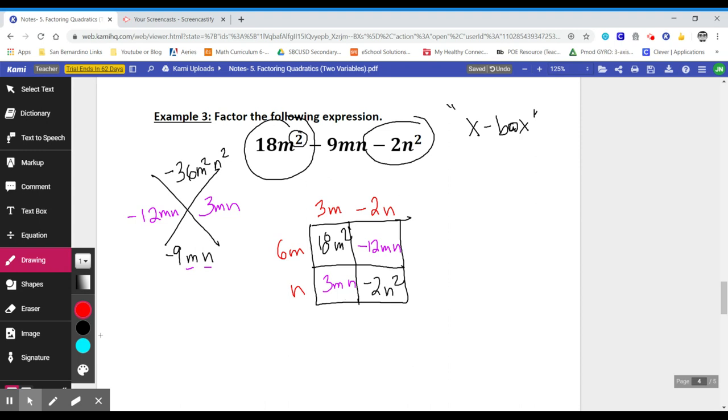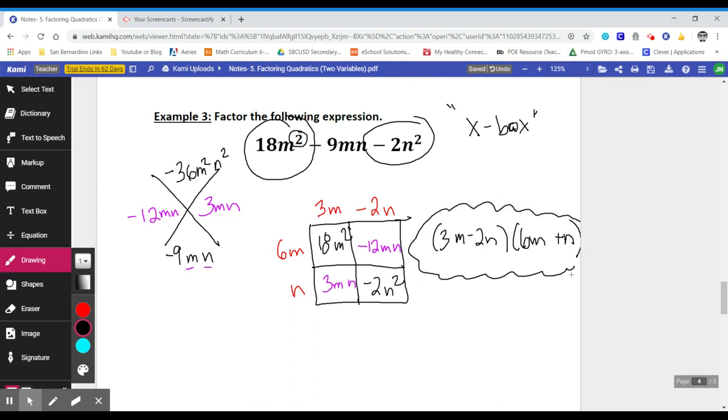That's it. So my final answer, the factor form of this, would be 3m minus 2n multiplied by 6m plus n, which would give me my original problem. So my final factor form is 3m minus 2n multiplied by 6m plus n. If you multiply that out, you should get the original expression.